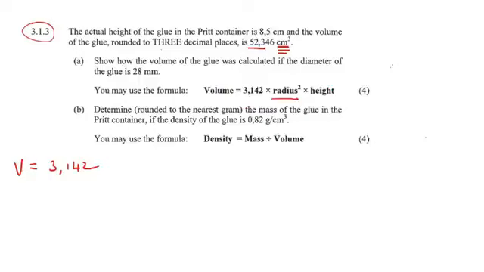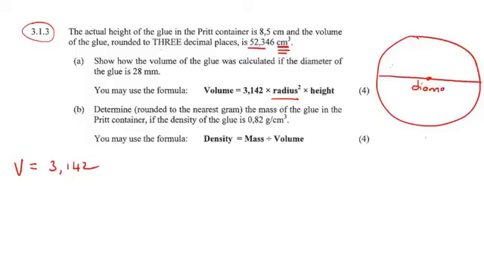Now remember, when you have a circle, the long one that goes all the way across is called the diameter. And the one that just goes up to there, that's your radius. So radius is half the diameter.